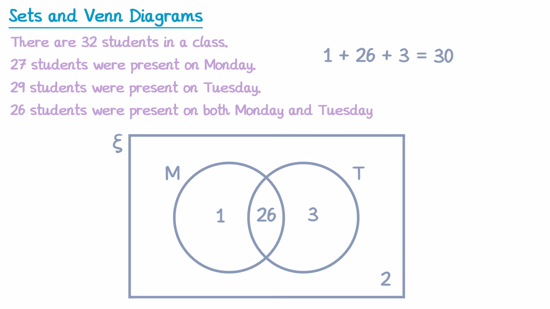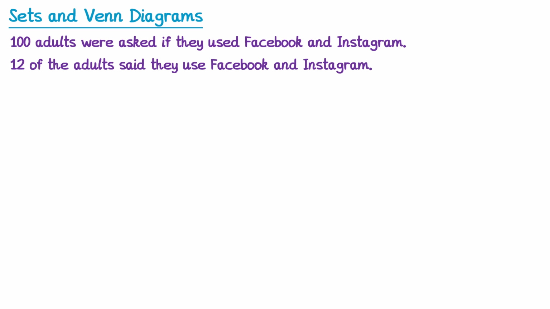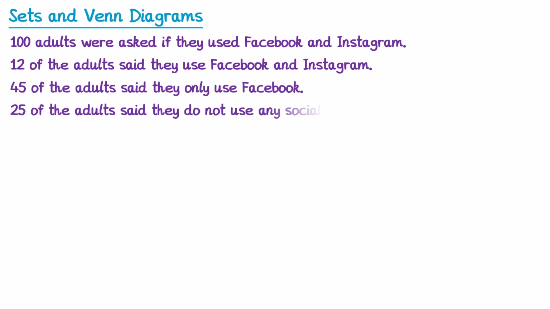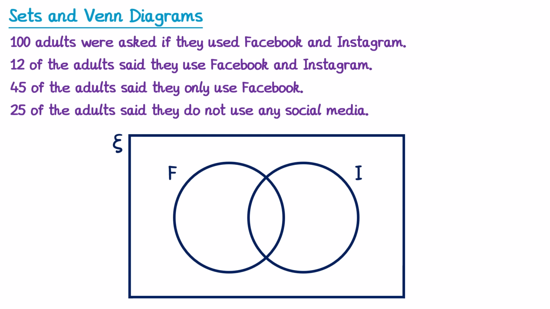Let's try a second example. In this question it says 100 adults were asked if they use Facebook and Instagram. 12 of the adults said they use Facebook and Instagram. 45 of the adults said they only use Facebook, and 25 of the adults said they do not use any social media. And then we have this Venn diagram to fill in for those that use Facebook for F and those that use Instagram for I.